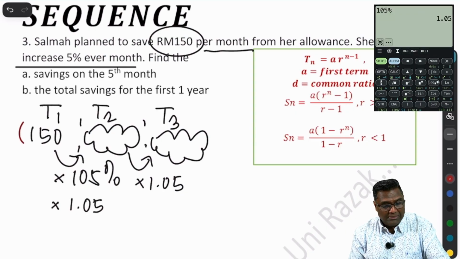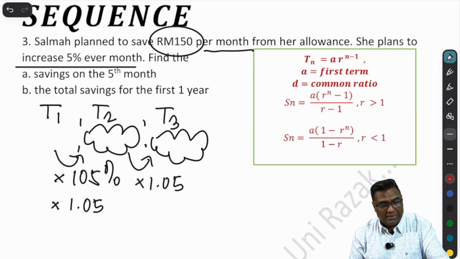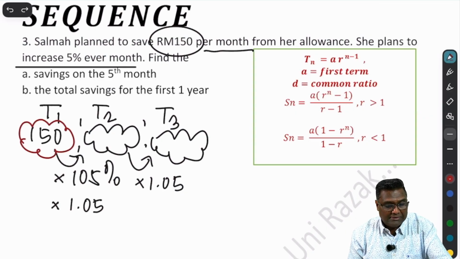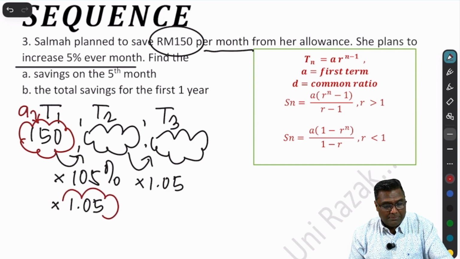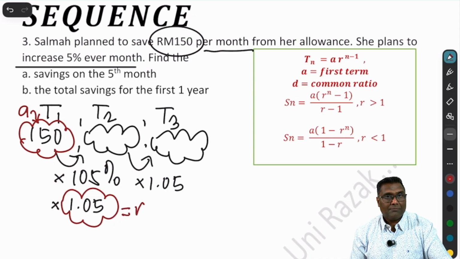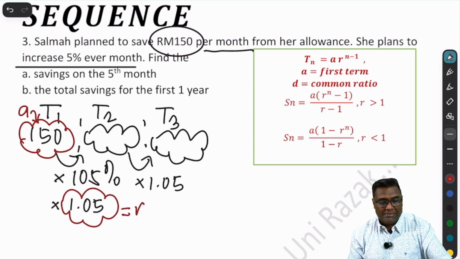It actually clearly tells me the first month is the A. The multiplying number that I'm going to use for every month is referred to as the R. So once I clear that, the question becomes easy. Find for me the saving on the fifth month.